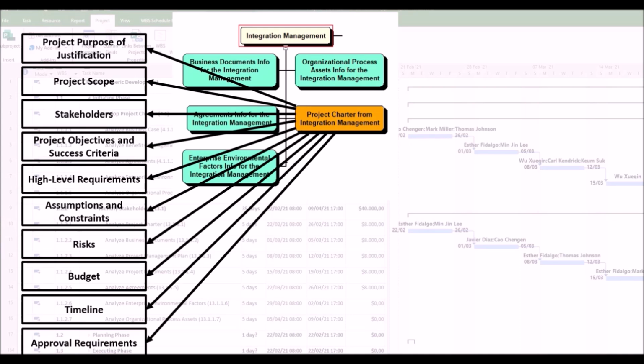10. Approval requirements. With relation to approval process, description of the process for approving the project charter and any subsequent changes. With relation to sign-off, signatures or formal approval from key stakeholders or sponsors. 11. Project manager authority. With relation to authority level, the level of authority granted to the project manager, including decision-making and resource allocation.